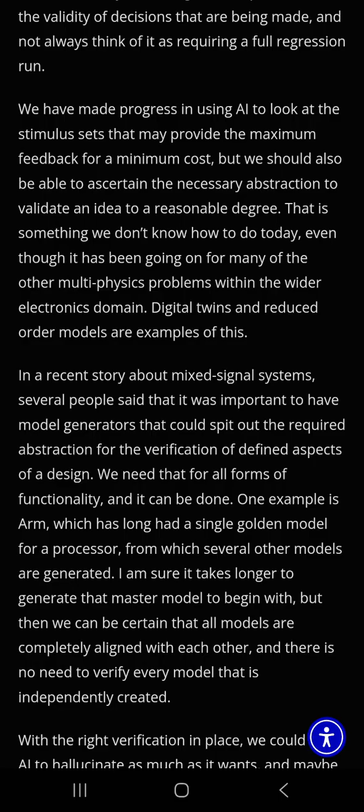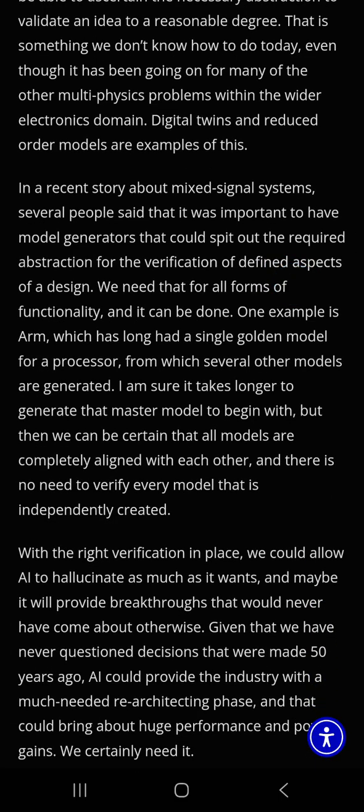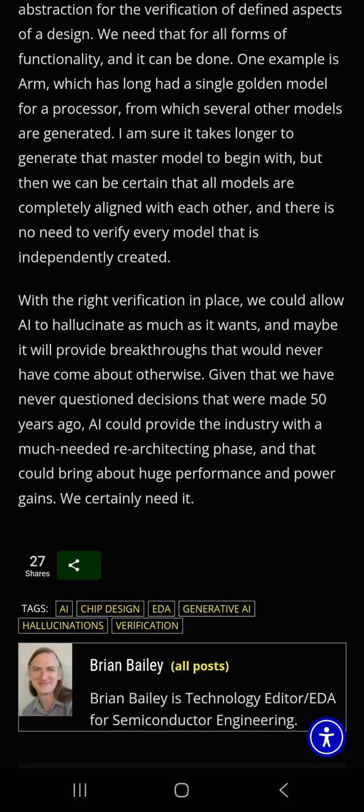One example is ARM, which has long had a single golden model for a processor from which several other models are generated. I'm sure it takes longer to generate the master model to begin with, but then we can be certain that all models are completely aligned with each other, and there is no need to verify every model that is independently created. With the right verification in place, we could allow the AI to hallucinate as much as it wants, and maybe it will provide breaking news that would never have come about otherwise.